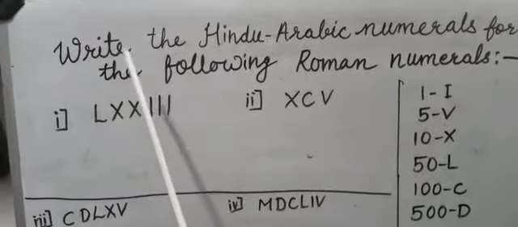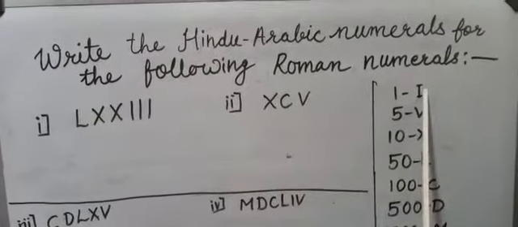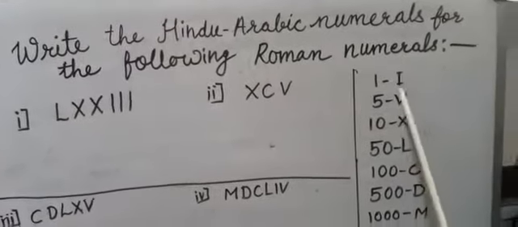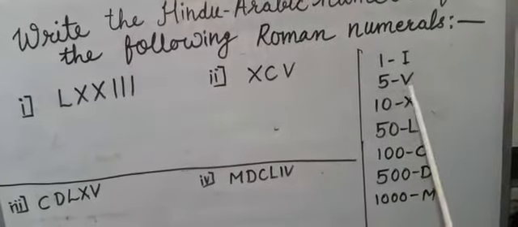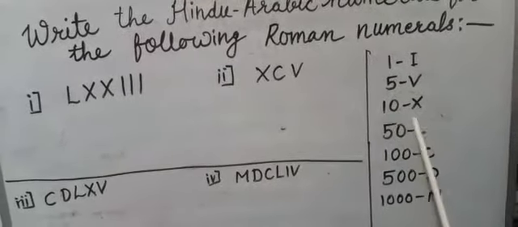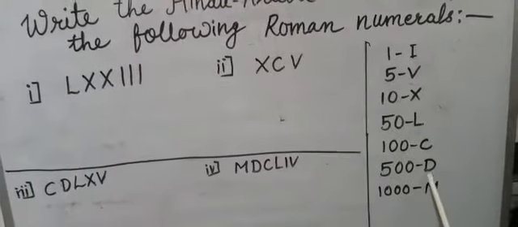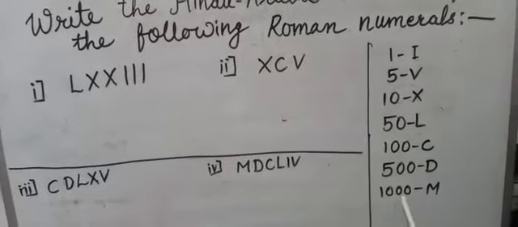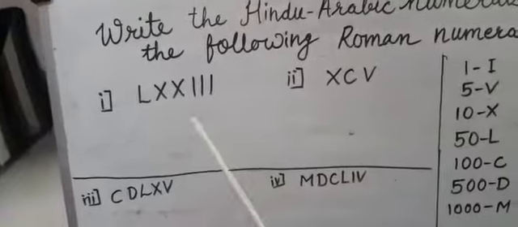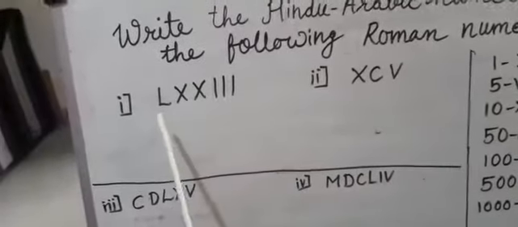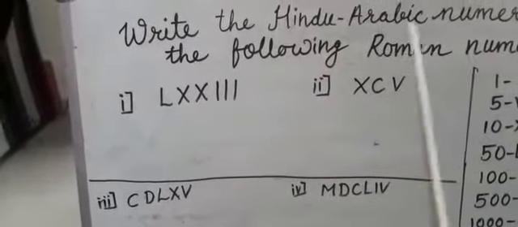Students, now we will write the Hindu-Arabic numerals for the following Roman numerals. Before we start, we will revise the 7 basic symbols. I represents 1, V represents 5, X represents 10, L represents 50, C represents 100, D represents 500 and M represents 1000. You have to keep on learning these signs, then only you will be able to do this type of sums. Now here the Roman numerals are given and we have to write them into Hindu-Arabic numerals.